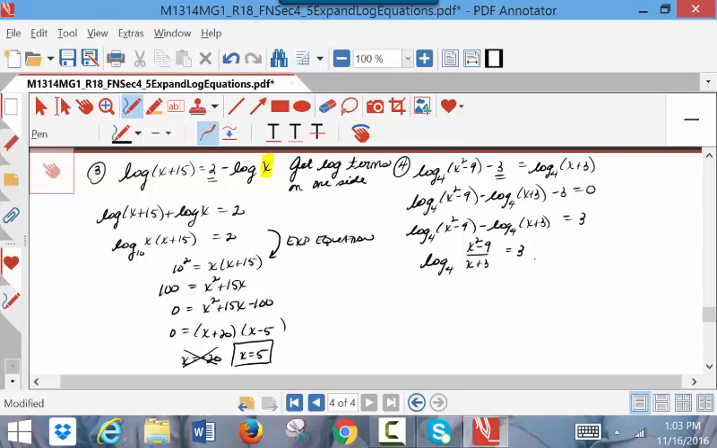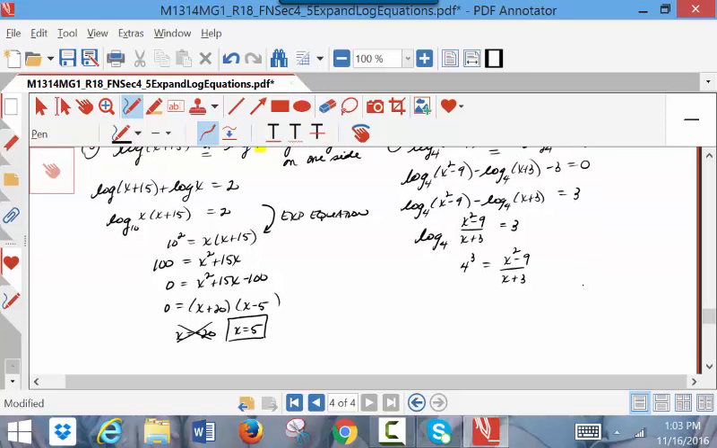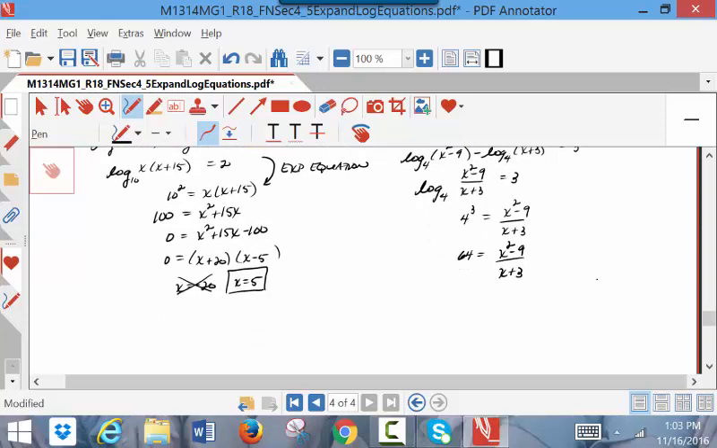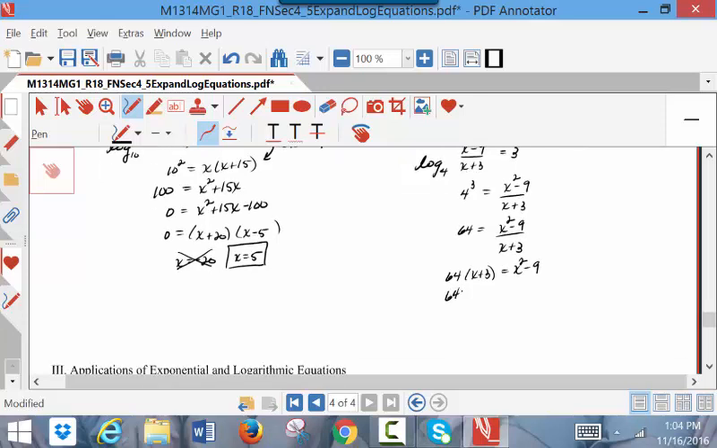We have one logarithm equal to a number. So 4 cubed equals (x squared minus 9) over (x plus 3). What is 4 cubed? 64. Okay, 64 equals (x squared minus 9) over (x plus 3). Cross multiply. We're doing quite a bit of cross multiplying. 64 times (x plus 3) equals x squared minus 9. So 64x plus, what is 3 times 64?